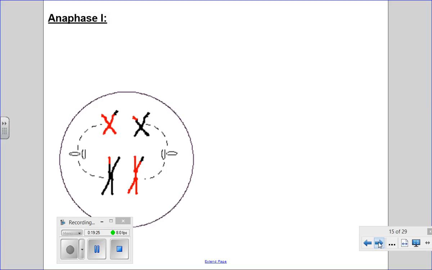So then we have Anaphase 1. Anaphase, just like in mitosis, is when chromosomes or chromatids are pulled apart by the spindle fibers. So you still have centrioles attached to spindle fibers. The spindle fibers are shortening, just like they were in mitosis, pulling chromosomes to one pole or to the other. So that part has not changed. What has changed here is this.